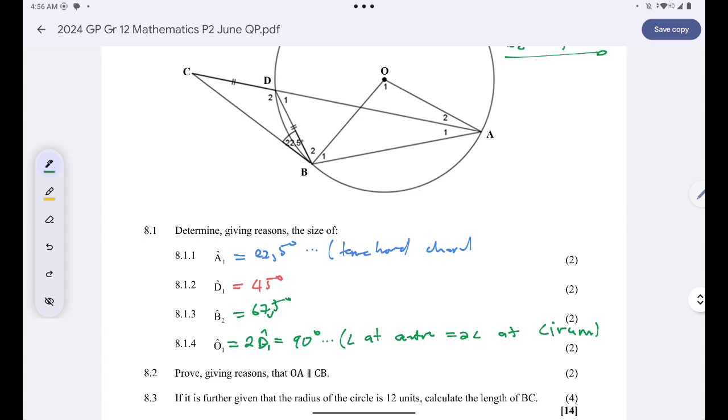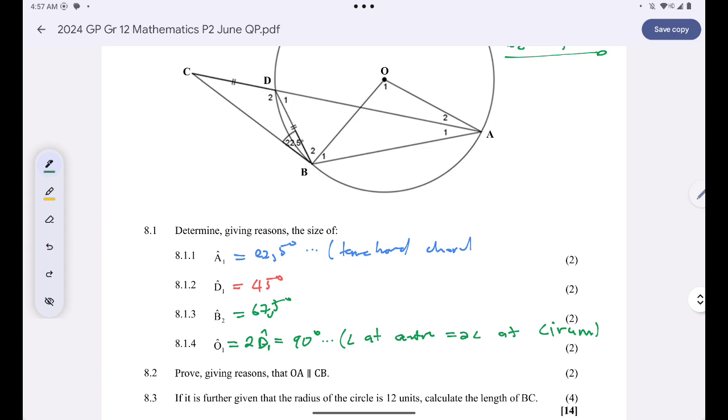Now I'm supposed to show that OA is parallel to BC. Okay. Yes, OA is parallel to BC. Why am I saying that? Because we have an angle of 90 here. We also have an angle of 90 here. So that means these two angles are alternating and these two lines are parallel. Are we together?